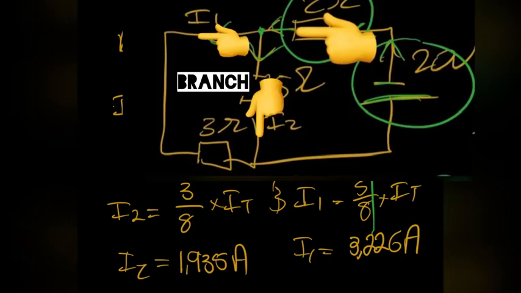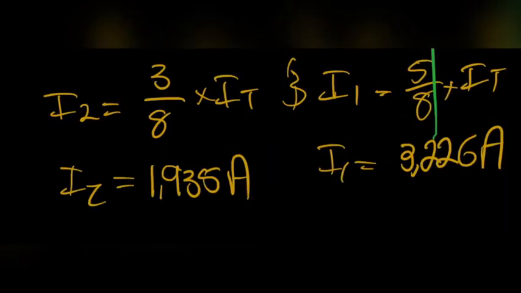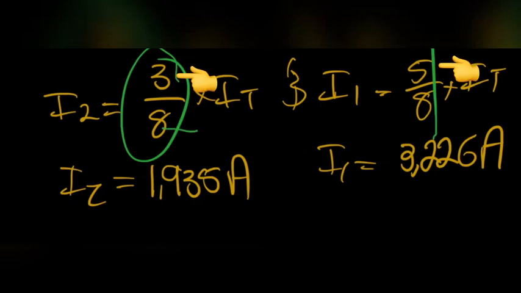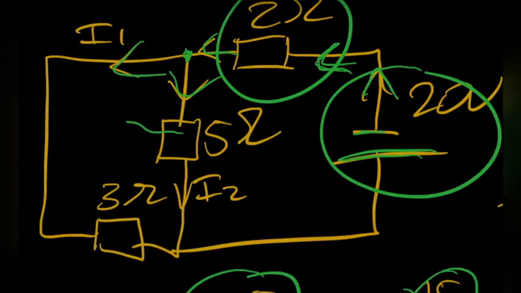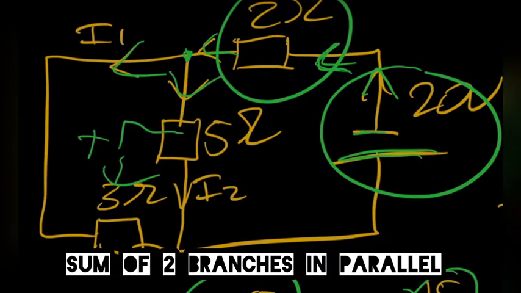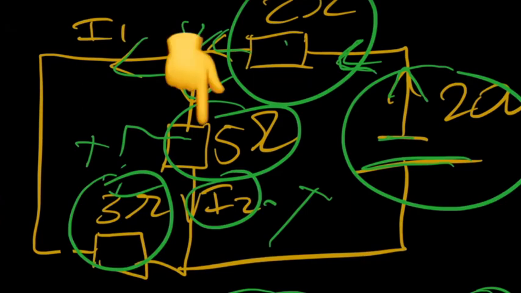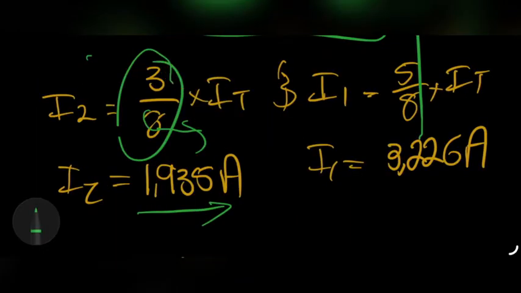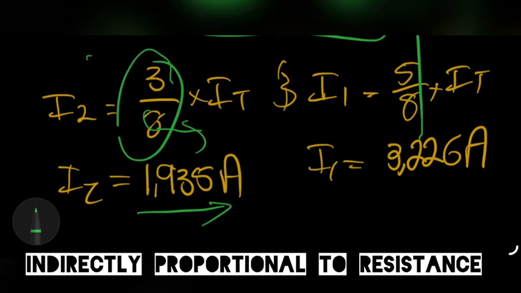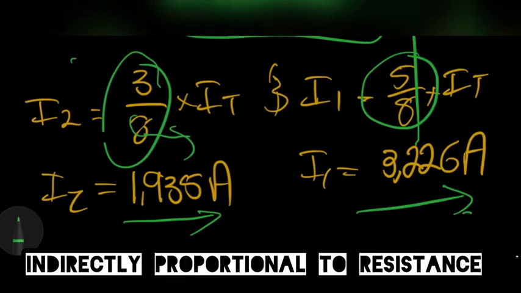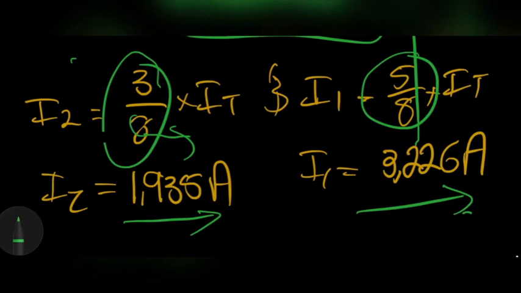And the answer is that it's inversely proportional to resistance. Correct. So 8 over here is the total resistance. It's 5 plus the 3 over here, which gives you the 8, right? What we get to is that I2, the one running through the 5 ohm, is 3 over 8 multiplied by IT, which is 1.935 amps. I1 is essentially 5 over 8, which equals 3.226 amps, right?